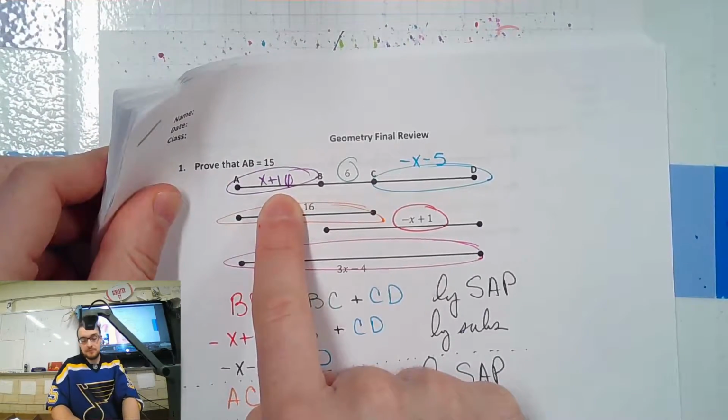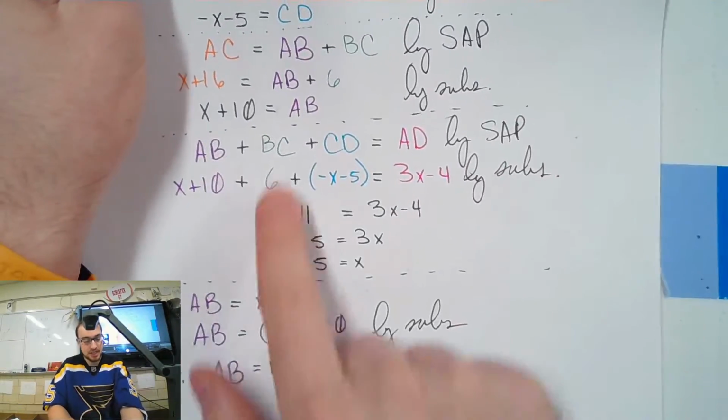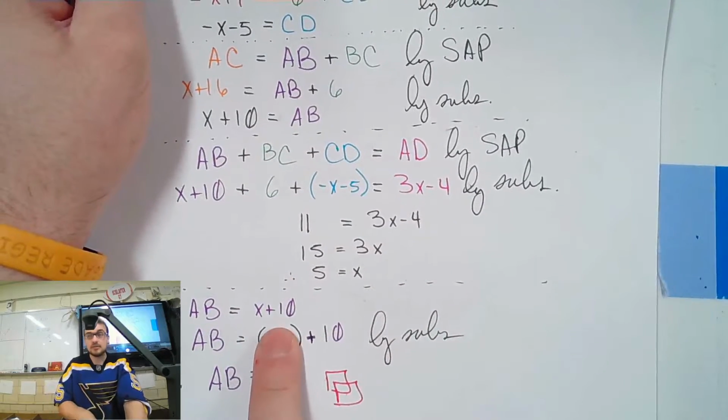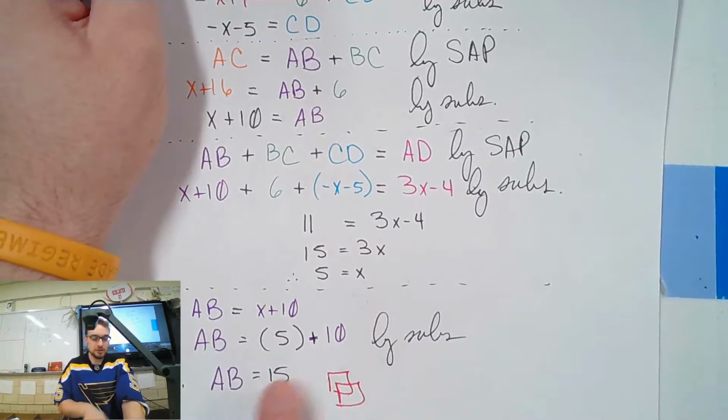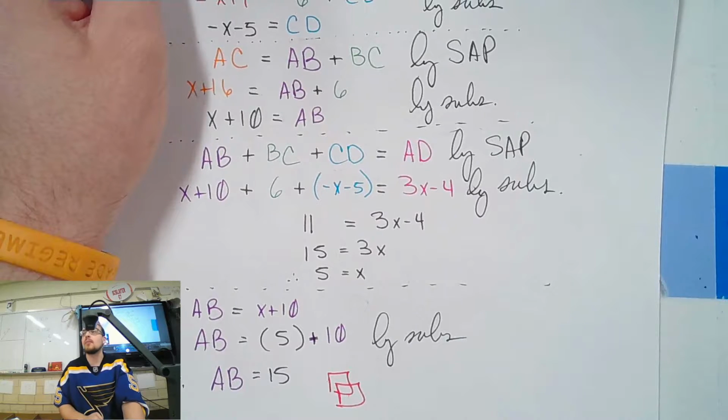Now I'm going to take x is 5, and I'm going to plug it in here to find out what AB is. So I say AB is x plus 10. I found that out earlier, so I can just write that. And then I plug in 5 by substitution and find out AB is 15. How do you feel?